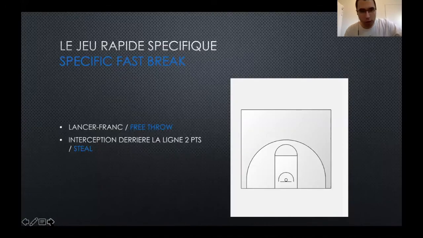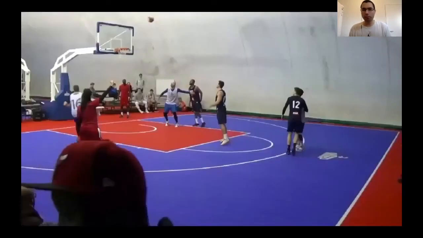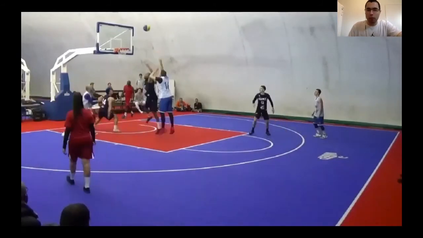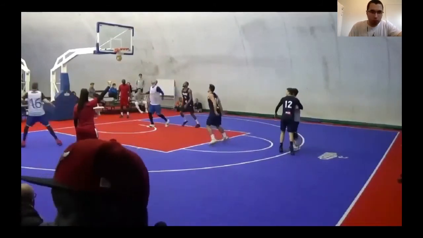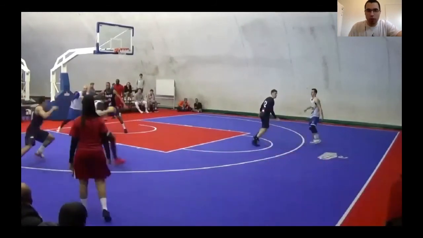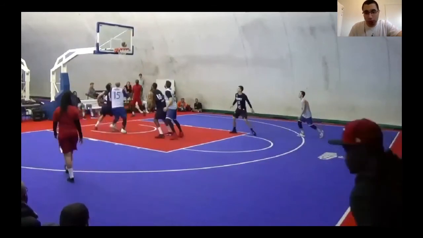And now I want to move to the 2 special situations of the transition offense, and those are free throws and steals. After a free throw, you can utilize several easy plays to take advantage of the fast offense. Look at this play, for example, when the free throw shooter is late on defense, and this is exploited very well by the offense.